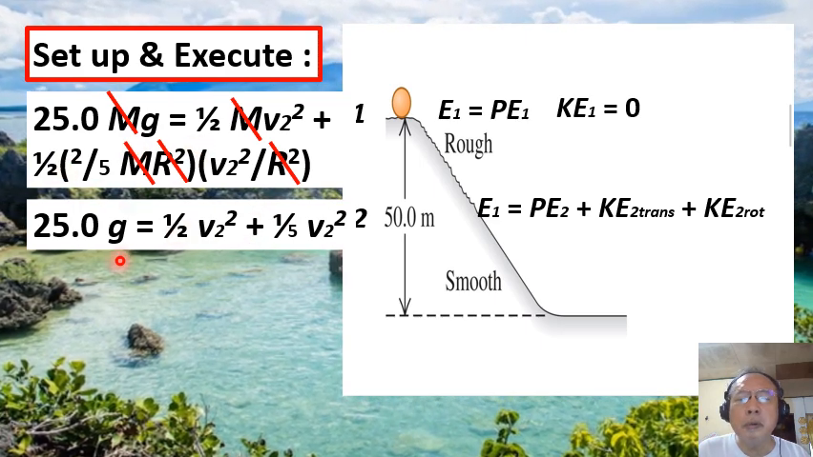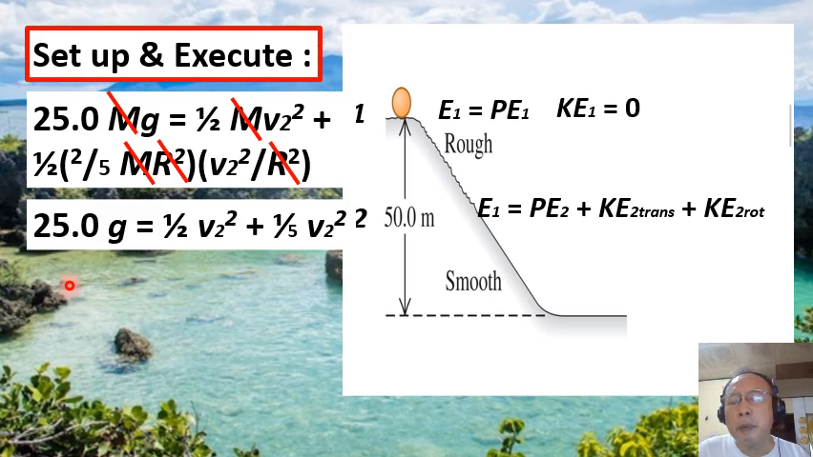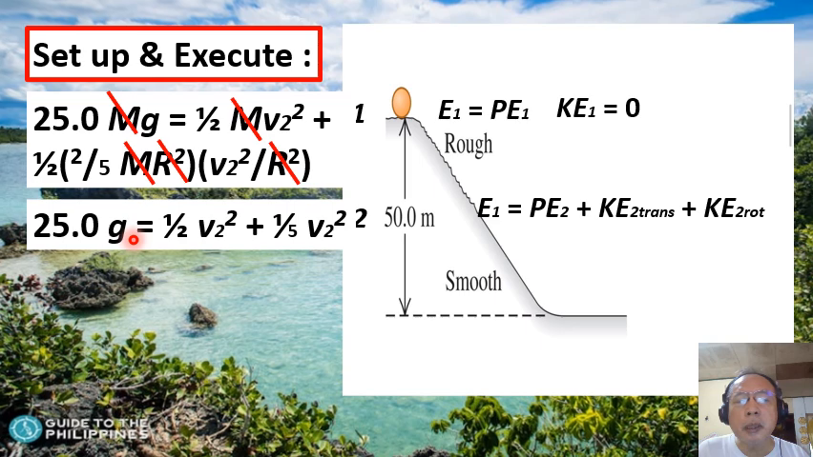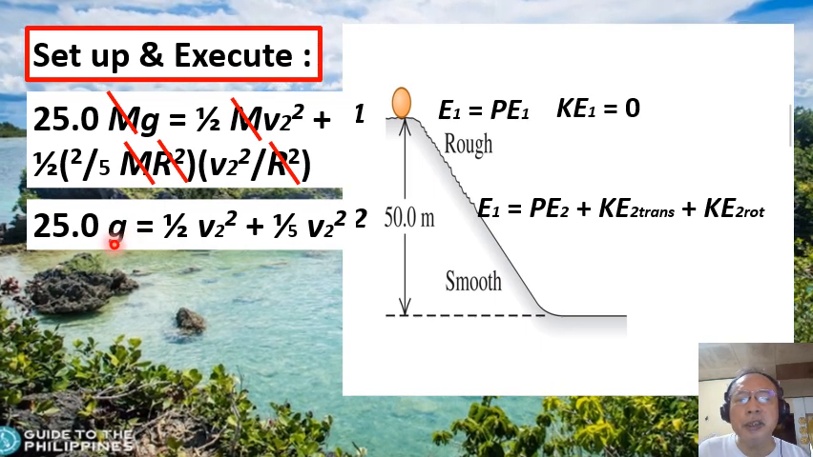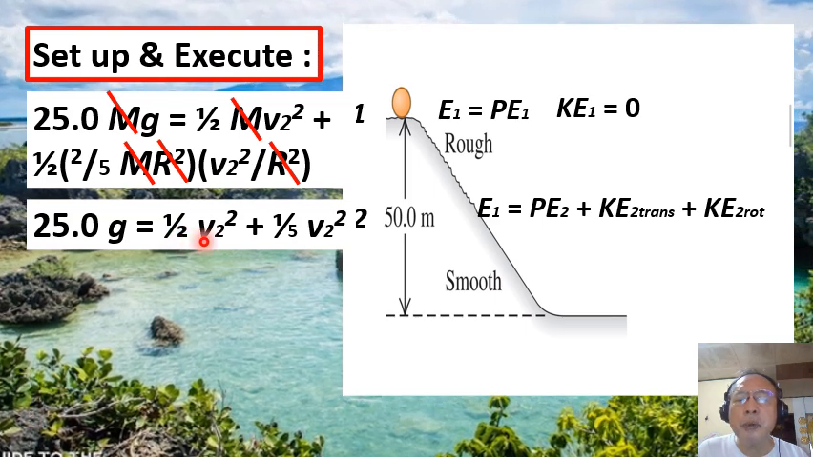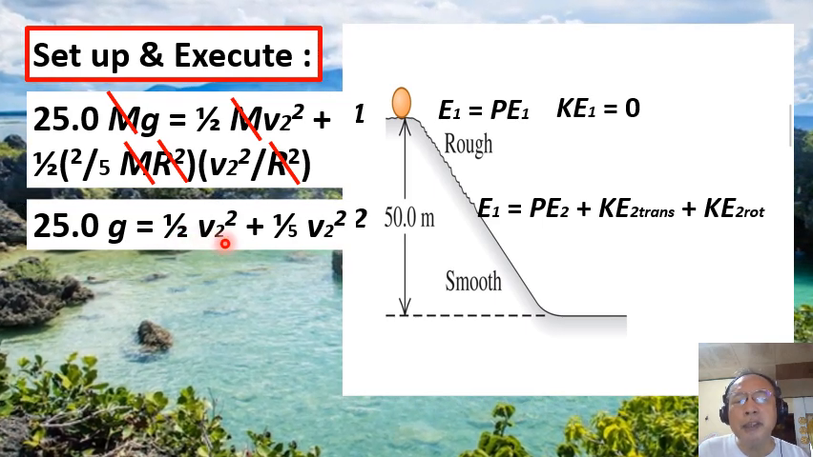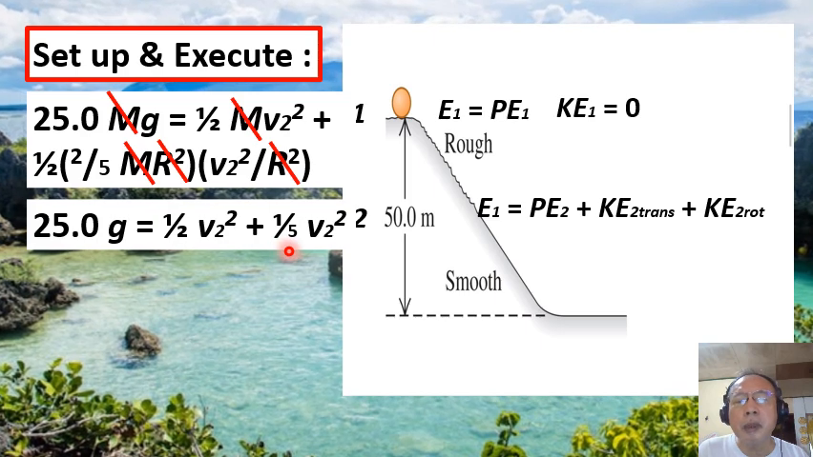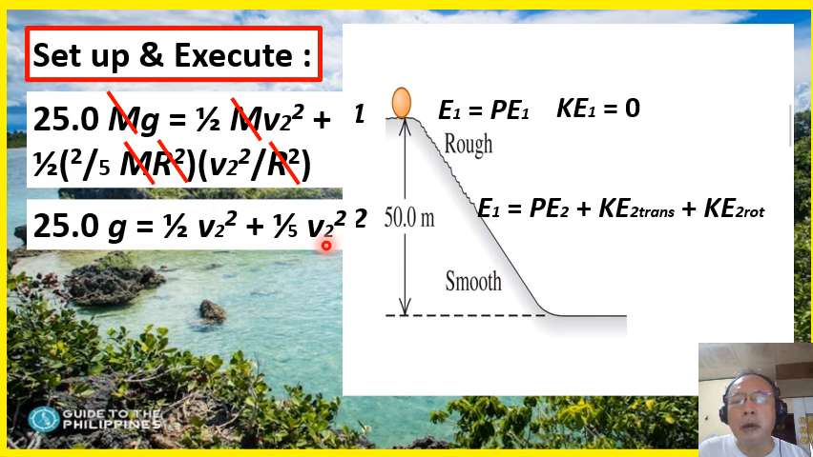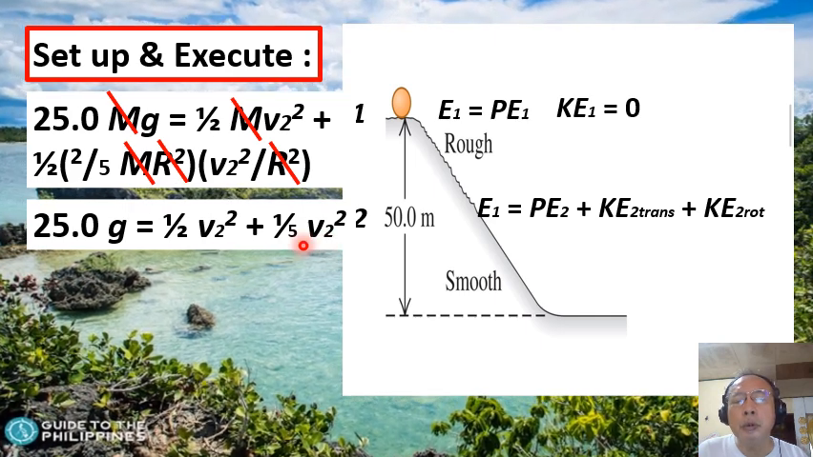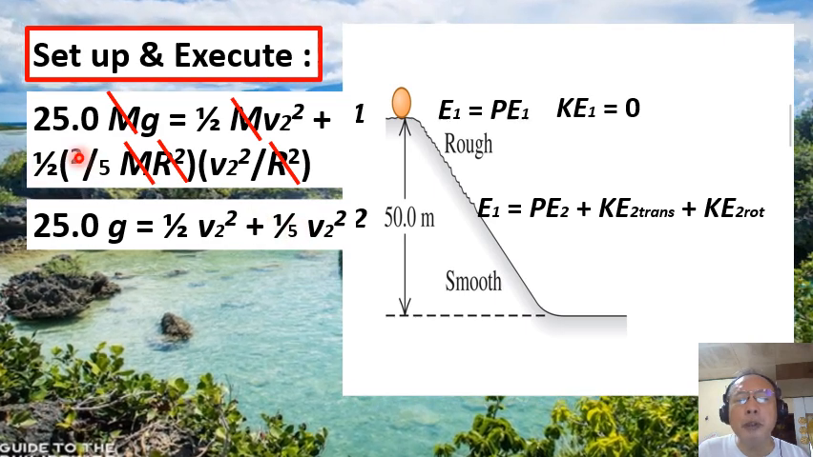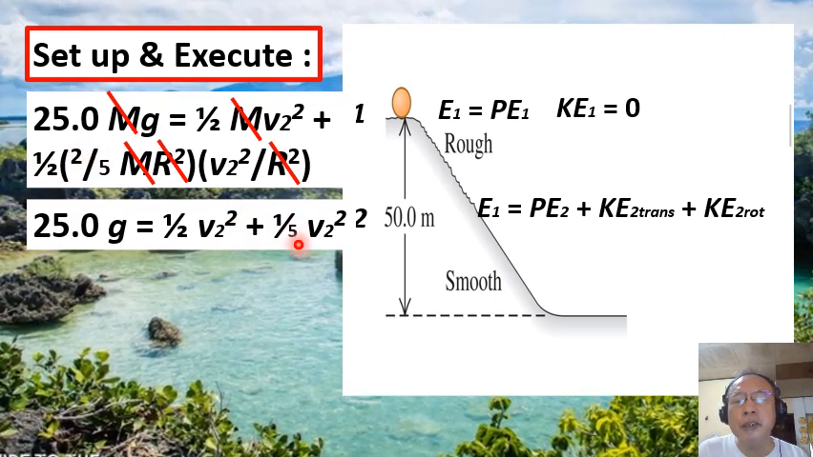So what we get now is a more simplified equation, that is 25.0 times acceleration due to gravity g is equal to 1/2 the square of the speed v sub 2 plus 1/5 times the square of v sub 2. We get 1/5 because 1/2 multiplied by 2/5, of course, is 1/5.